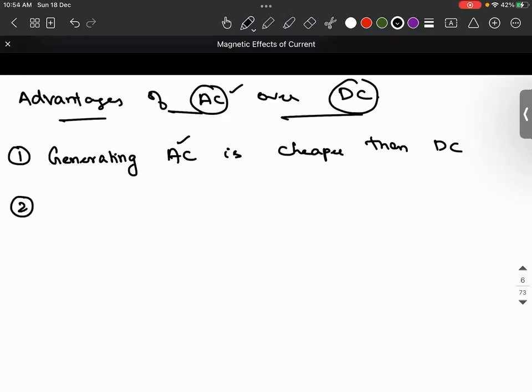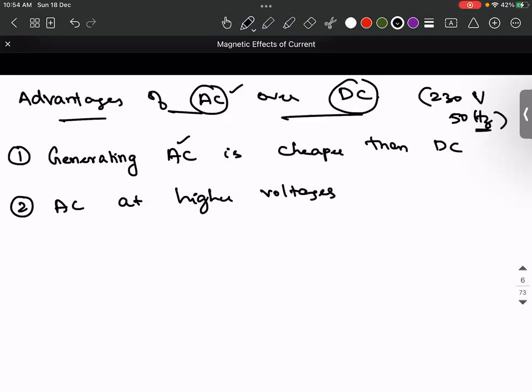Second is, when you try to supply AC, we generally get 230 volt. This is a very high value, right? At our house, we get 230 volt. Is that AC or DC? We get 230 volt and 50 hertz. Hertz is generally used only for something which is changing. So it is an alternating voltage.